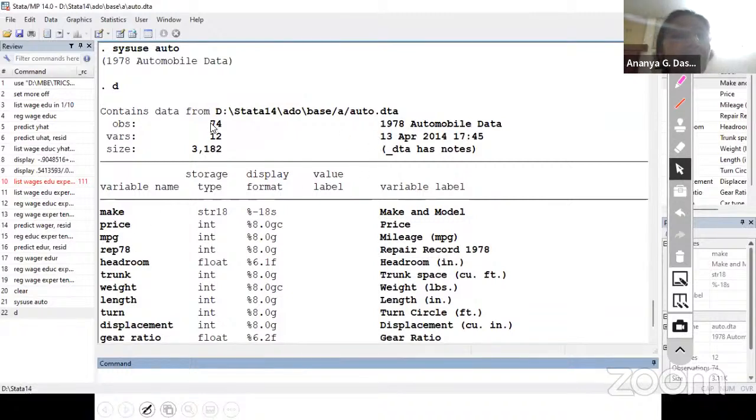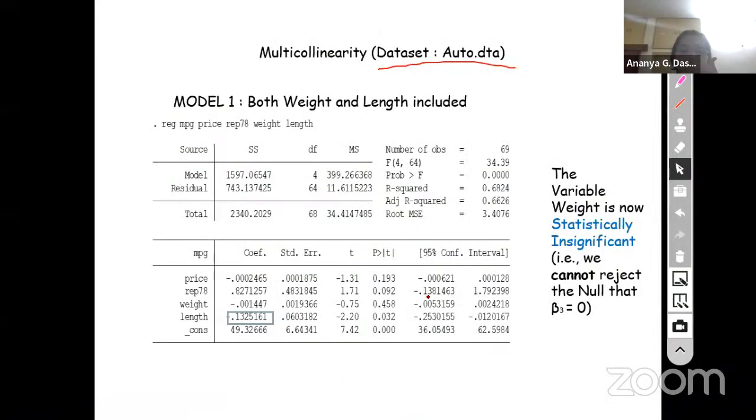Then it loads this data set, which has data on 74 cars. What is the make, what is the price, what's the mileage, what is the repair record, and several features of those 74 cars, like weight, length, and all that. This is the data set I have used for this example. So I have regressed mileage on price and a few other features, including weight and length.